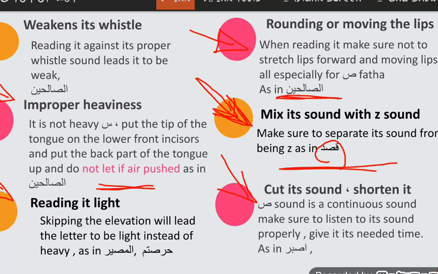The next thing is shortening its time, like yasbir. You see, the Sad is shorter than needed. We have to listen to its whistle sound for one haraka, for one count. So it will be yasbir, like this. Reading Sad should be a continuous sound without any lifting or elevation.